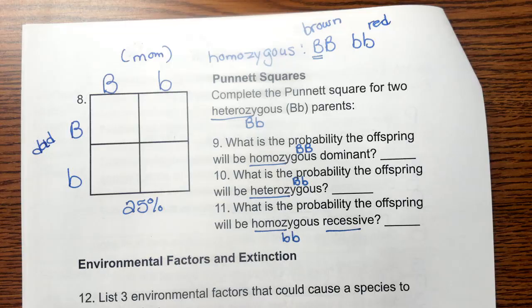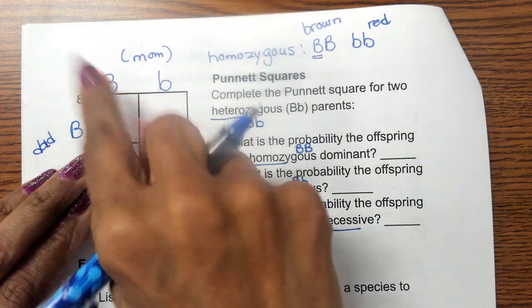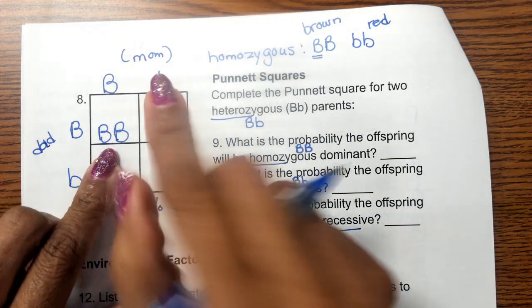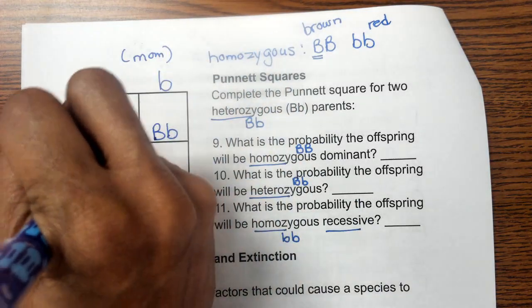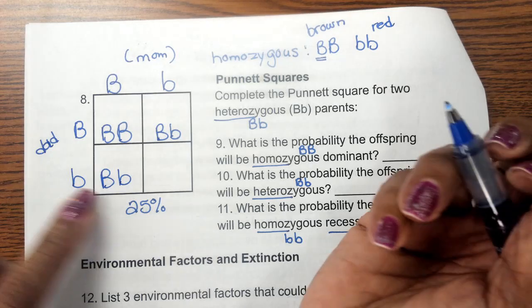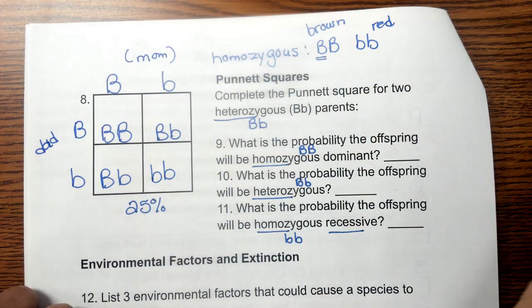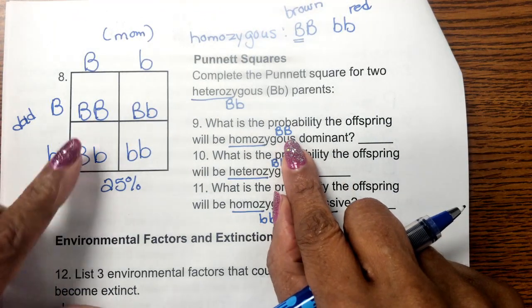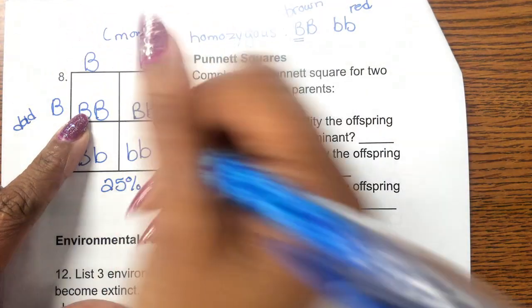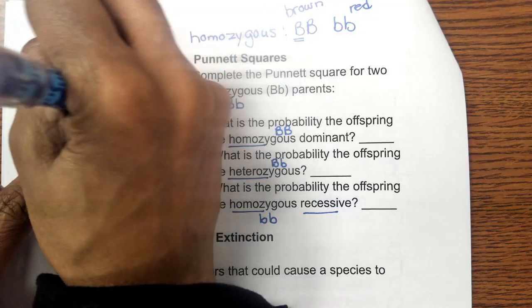Okay, so remember, the offspring gets one gene from each parent. So, big B, big B. This offspring's going to get a little b and a big B. This offspring gets a big B from mom and a little b from dad. This offspring gets a little b from mom and a little b from dad. Now you can do your probability. So what's the probability of big B, big B? Remember, each one is 25%. So this one would be 25% because it's 1 out of 4.